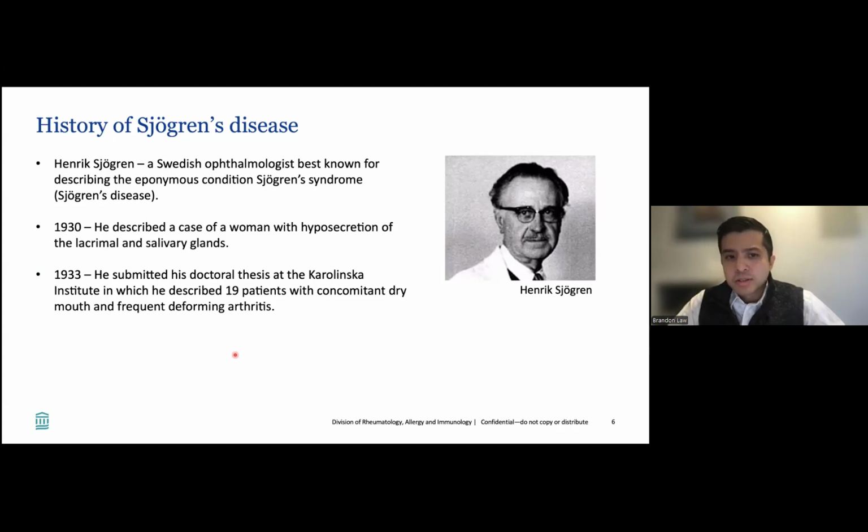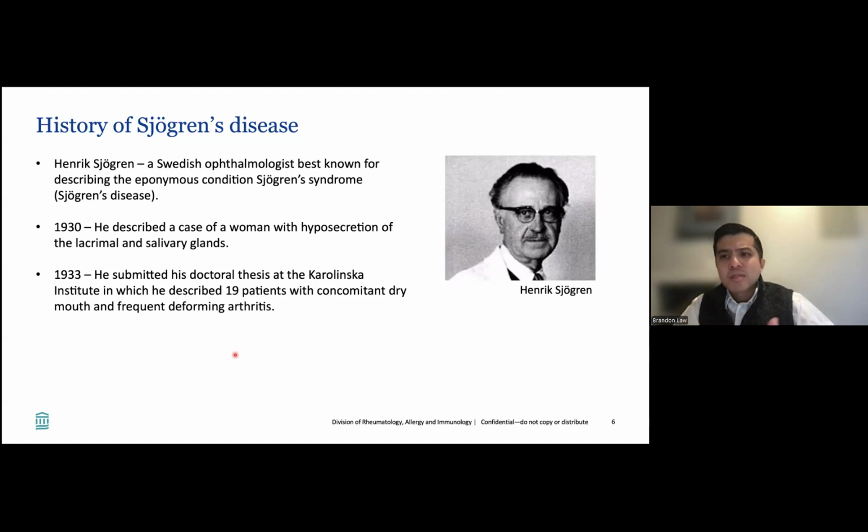Forward a couple years, he wrote a thesis to the Karolinska Institute describing a small cohort of 19 patients with this sort of dry eye, dry mouth type disease, along with arthritis. So there was a thought that maybe this disease entity might be rheumatologic in origin, though it was not really described in any systematic way at the time. So this was sort of the first initial descriptions. But it was initially thought to be quite a rare disease when it was first described.